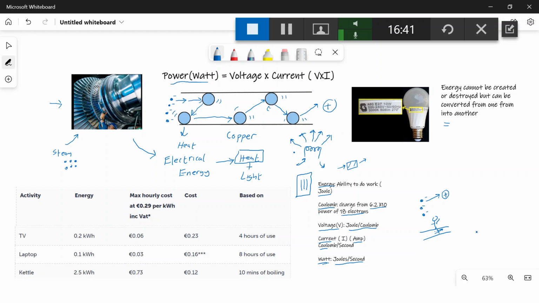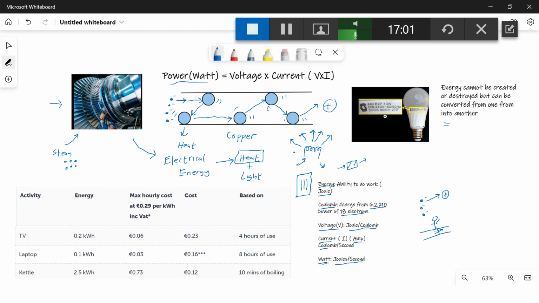So for example, if you have a filament bulb, it's the amount of electrical energy that's been converted into light and heat energy. If you have, for example, a heater, it's the amount of electrical energy that's been converted into heat energy. That's essentially what power is. And we measure power in watts.